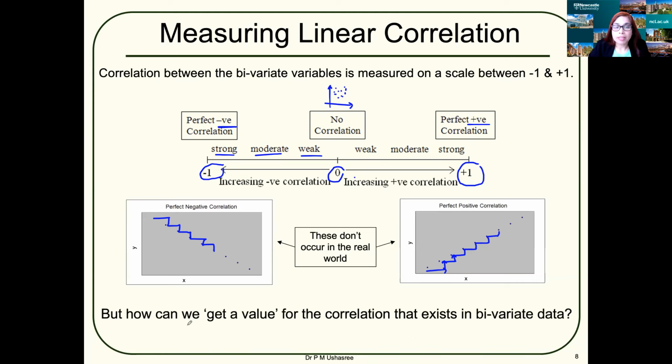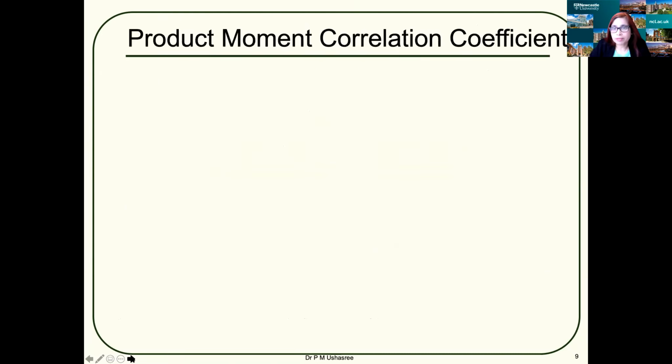Okay, but how can we get a value for this? We say that this is weak, this is moderate, but what if you have a 0.3? How will you know? How will you calculate this value, 0.3? How are we going to get a value for the correlation that exists in a bivariate data? And for this, you need a formula.